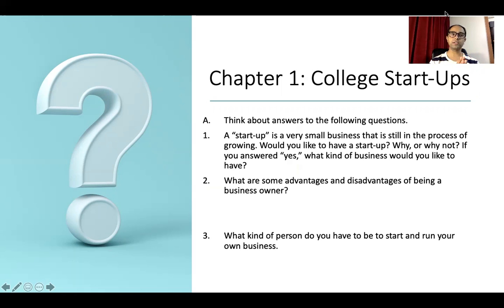Similarly, number 2, if you think you can start a business, what are some advantages and disadvantages? Advantages are good qualities, plus points, and disadvantages are negative points, bad points, of being a business owner. Owning a business, starting your own business, might have good points and bad sides also. Think about that. And number 3, what kind of person do you have to be to start and run your own business? In other words, to become a businessman, what kind of qualities do you need to have?